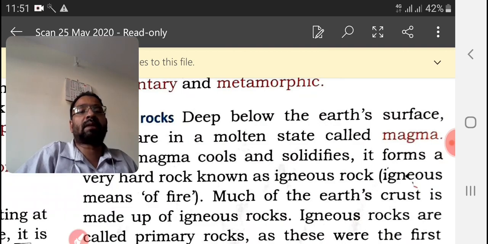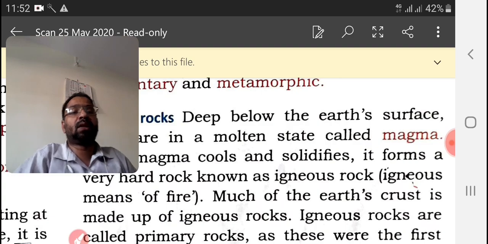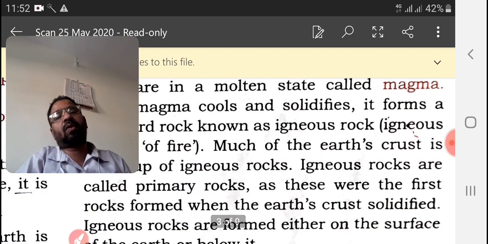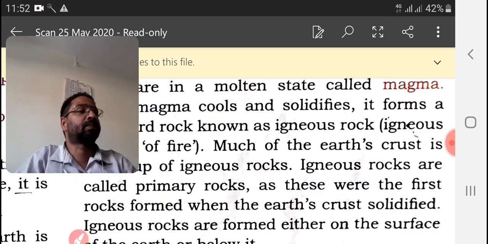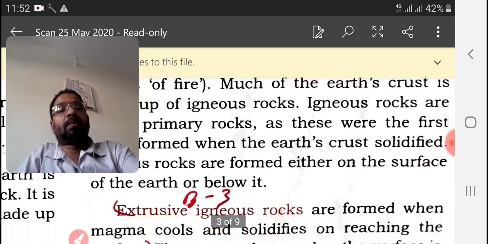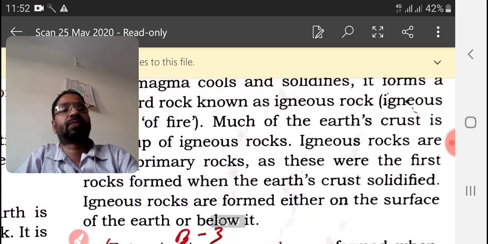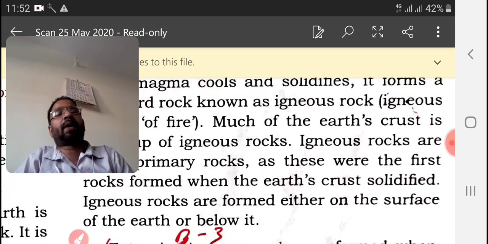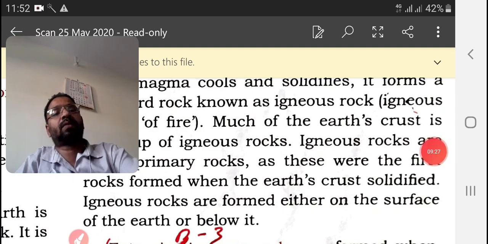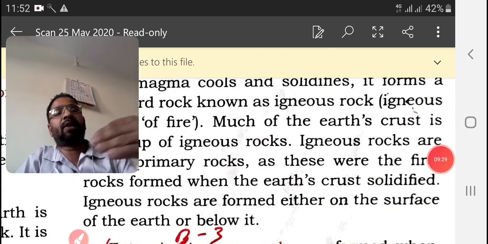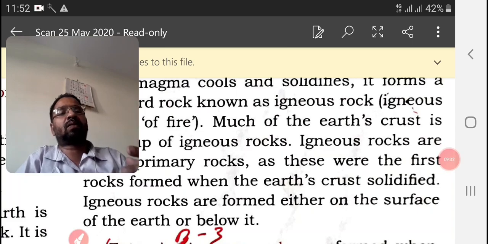So much of the earth's crust is made up of igneous rock. Igneous rocks are called primary rocks. Why do we call it a primary rock? Because it is the first rock formed when the earth's crust solidified. That is why igneous rocks are the first rocks. Then from igneous rocks only, all the other rocks like sedimentary and metamorphic rocks get formed.